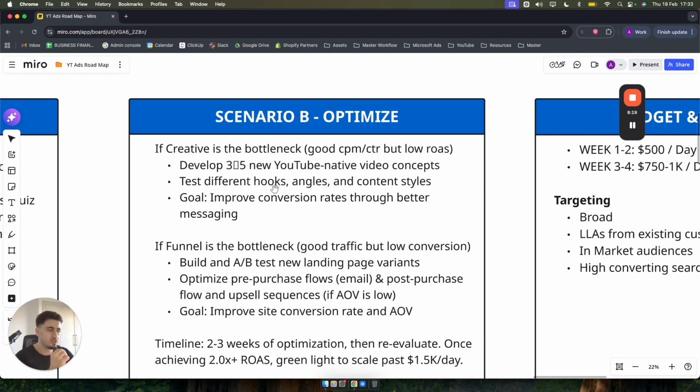Test a bunch of different hooks, angles, and content styles, right? So basically scenario B is really understanding where the drop off is and just keep testing a bunch of things, right? Because there's proof of concept, but you just need to double down and test. And then the goal here is to improve the conversion rate through better messaging, right? So ad relevance is going to be very, very important.